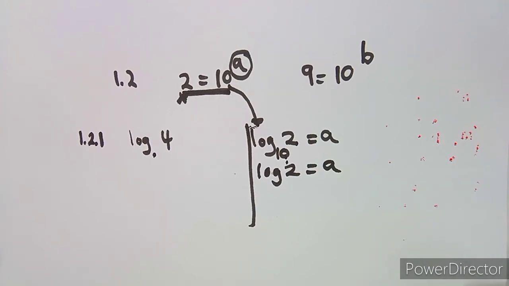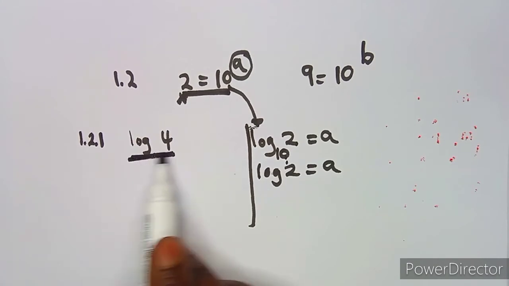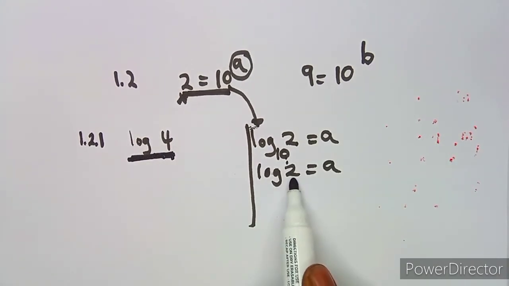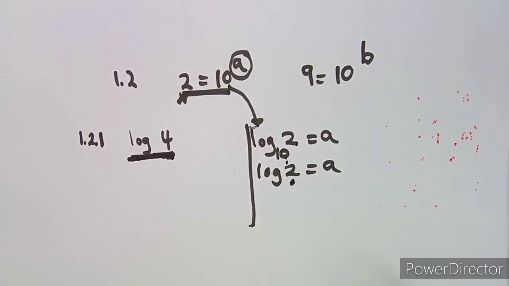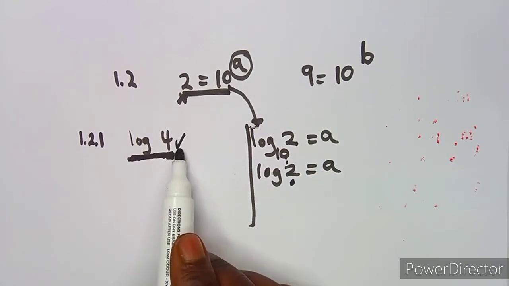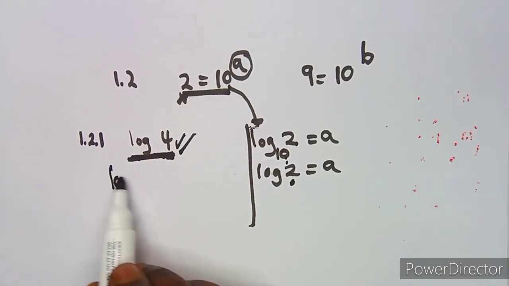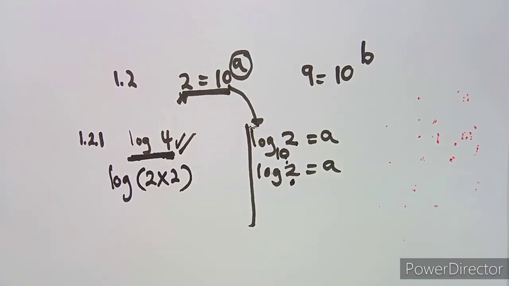All right. So the question is, how can I separate this log 4 to write it in terms of log 2? How can I rewrite this in terms of log 2? Okay, this is the case. If you expand this number 4, you're going to obtain 2 times 2, if you're not mistaken there. 2 times 2, which is the same thing.